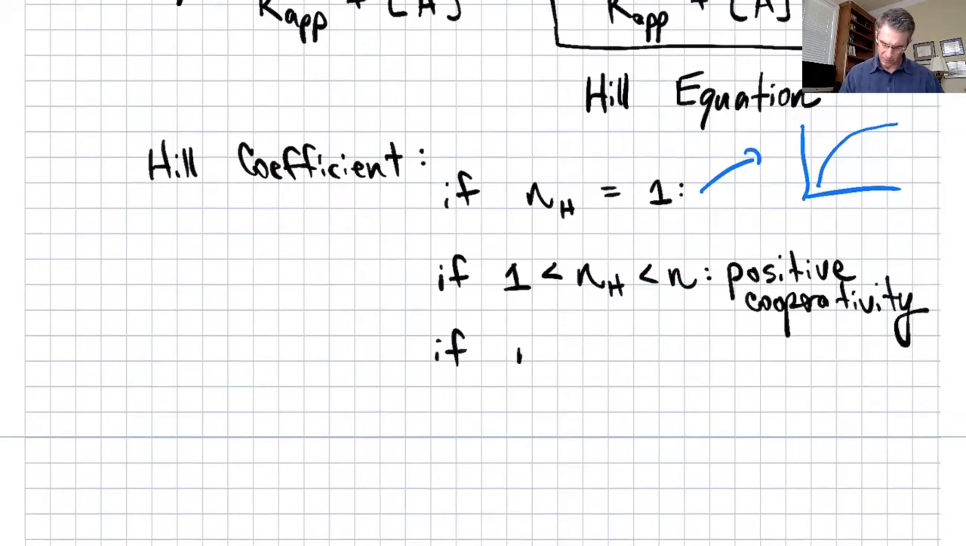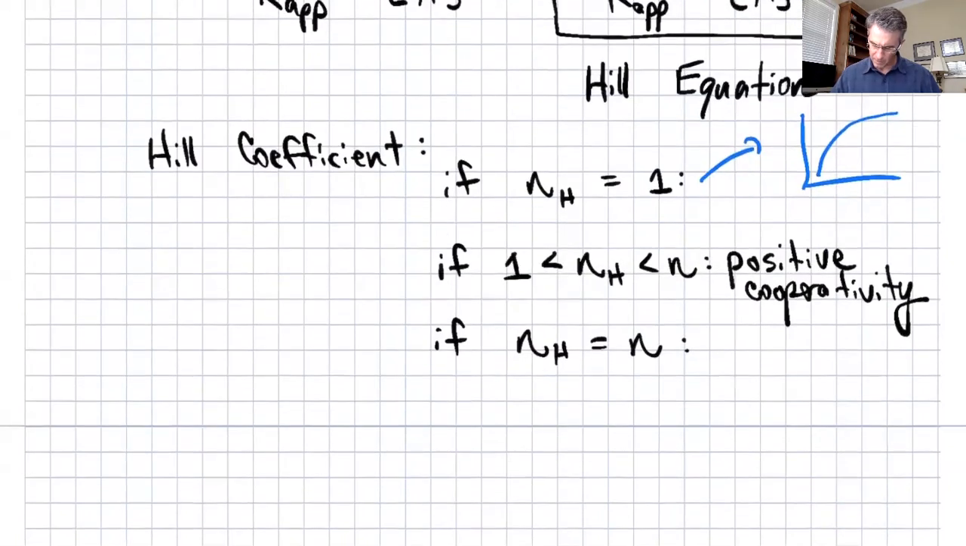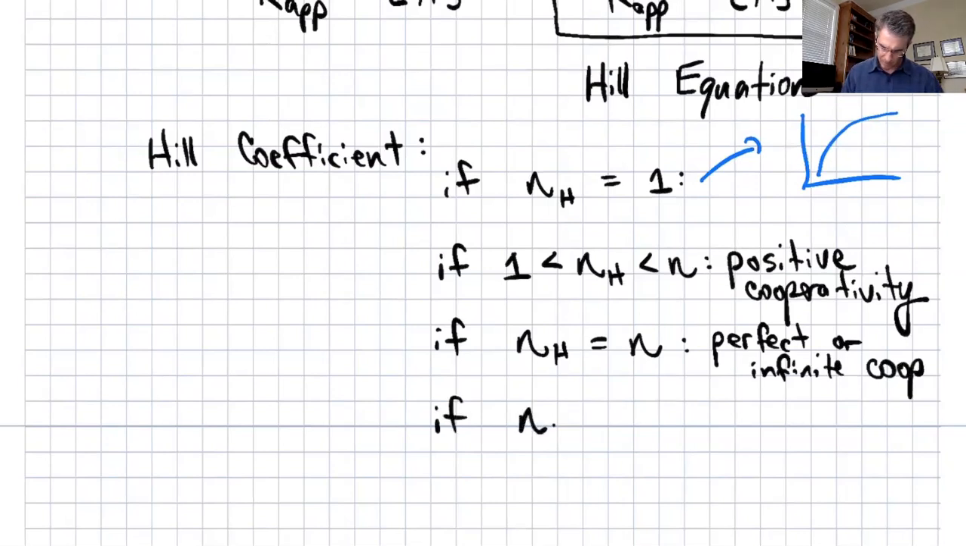If the Hill coefficient were to equal n, and this never really happens, that would be so-called perfect, or infinite, cooperativity. But here's another one. If the Hill coefficient is less than 1, that is something known as negative cooperativity.